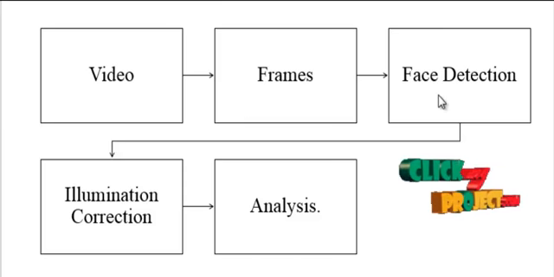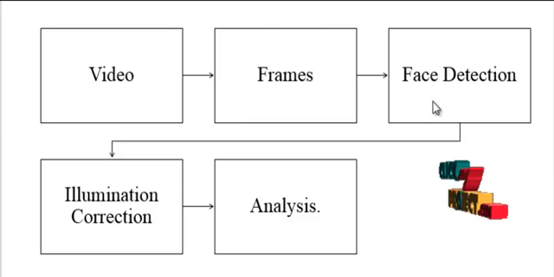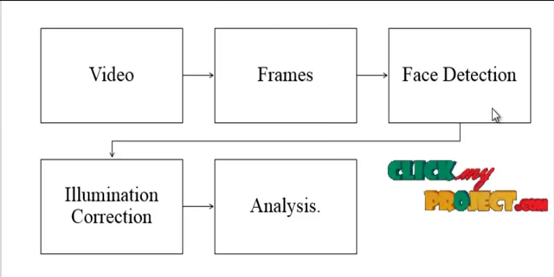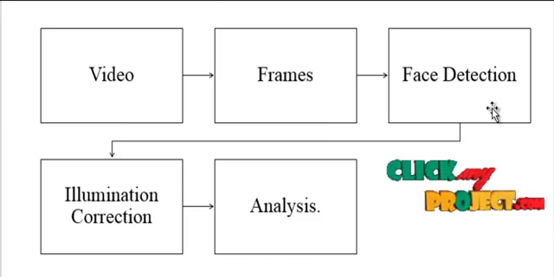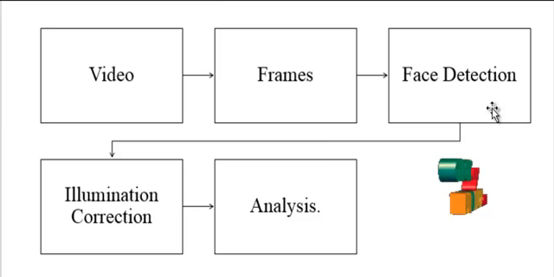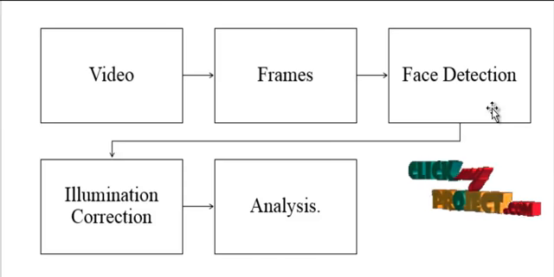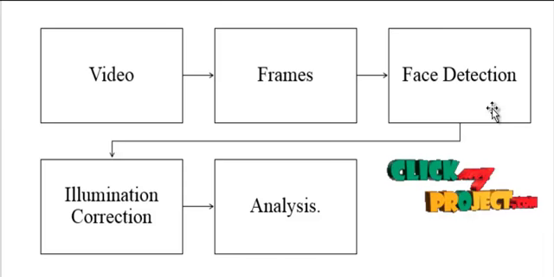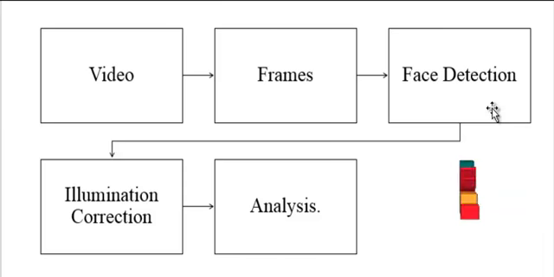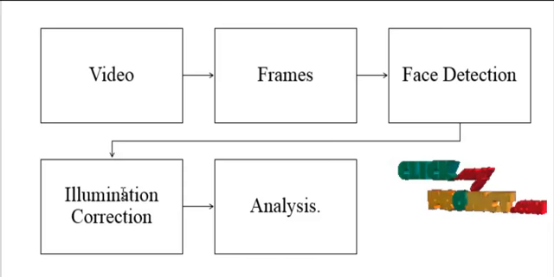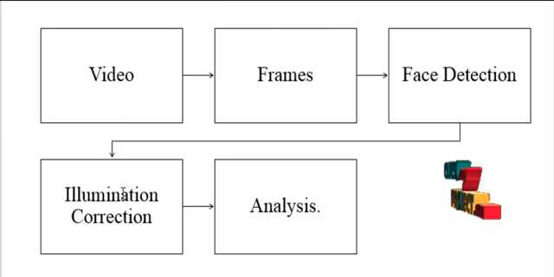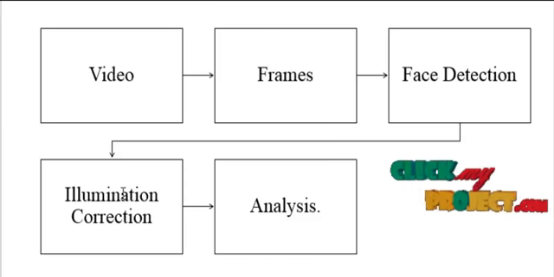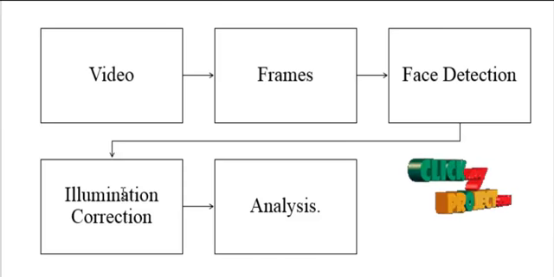After that, from each of the frames, the face regions are detected. The face regions are detected with the help of the Viola-Jones face detection methodology, which is available by default in MATLAB. So we detect the face regions using it. After that, the illumination correction is employed. For the correction of illumination, histogram-based correction is employed.